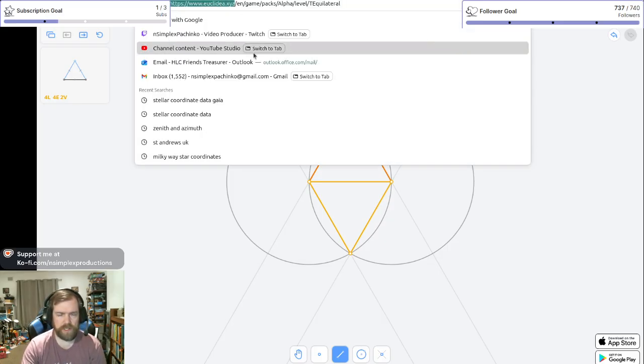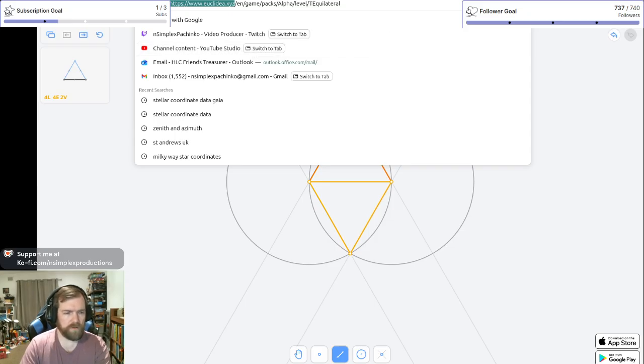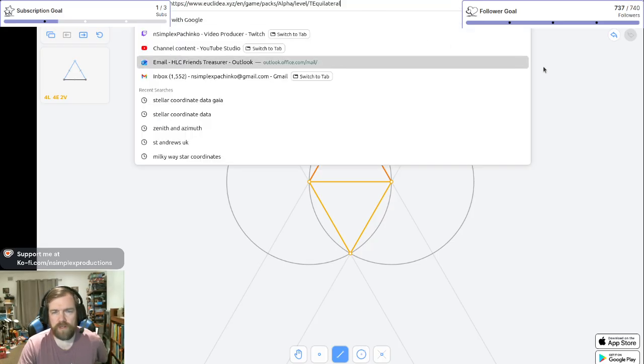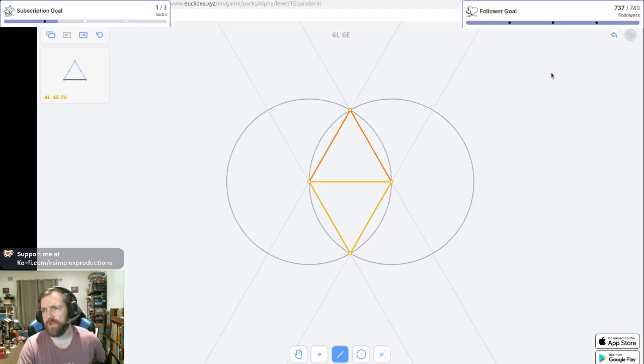And for anybody who's interested, this is Euclidia.xyz. It is free. You can do it online. There is also a version in both the Google Play and Apple Store. So whatever you feel like. Anyway, L is again all the tools at your disposal. Try and make whatever it is that you're trying to make.